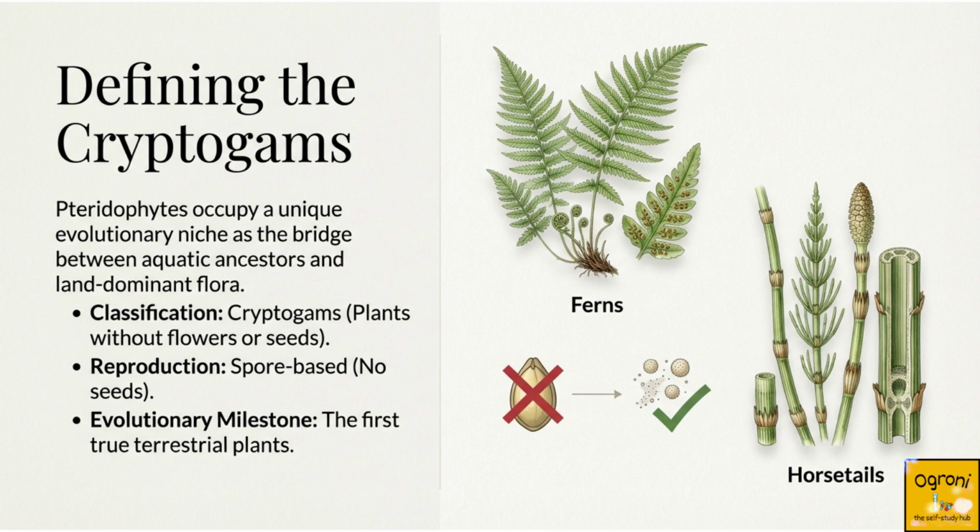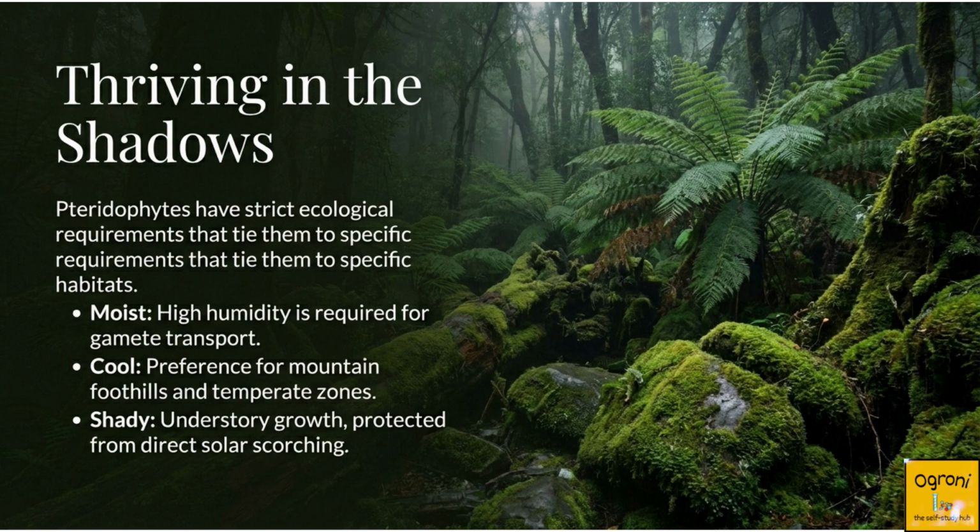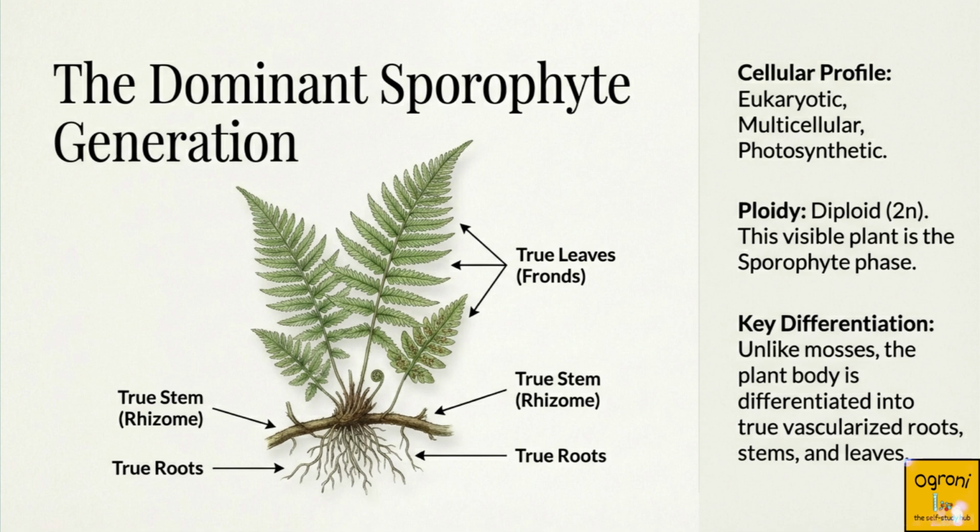Let us now look into the general characteristics of pteridophytes. Habitat. They grow in high humidity, shady, cool places, especially in the foothills of mountains. Cellular profile. They are eukaryotic, multicellular, photosynthetic organisms. Body structure. Sporophyte is the main dominant plant body in pteridophytes, which is diploid and has true leaves or fronds, true stem or rhizome, and true roots.